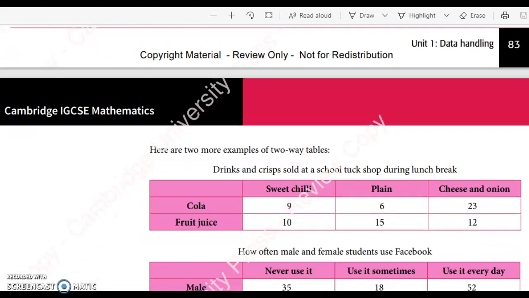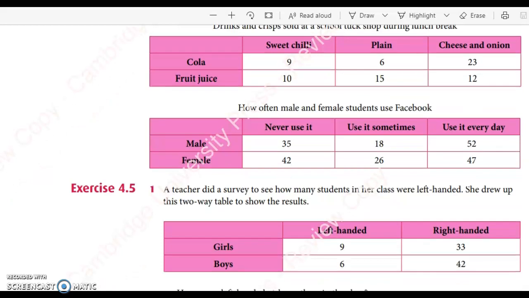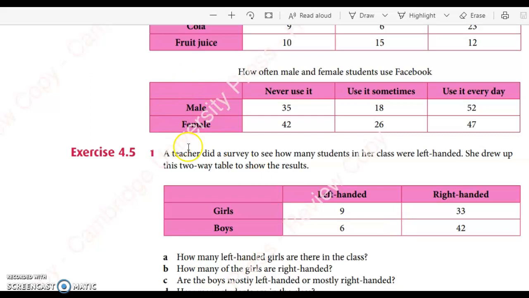Now in these categories, you may find more than 2 categories. For example, in here we have male, female, and then never use it, sometimes use it, use it every day. So it will be 6 squares. For example, in here 35, 18, 52. So we have 6 data values. Okay.